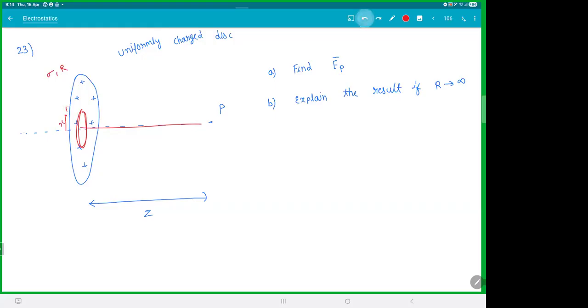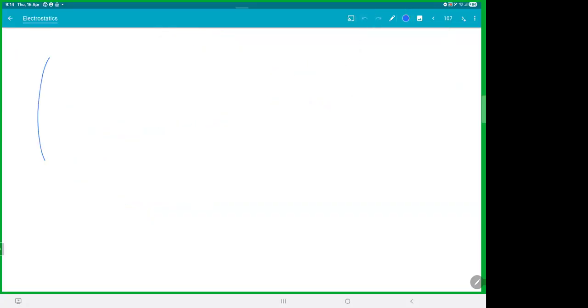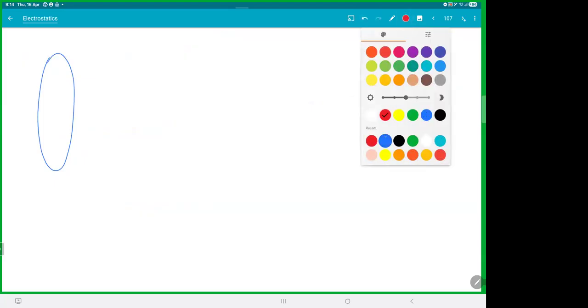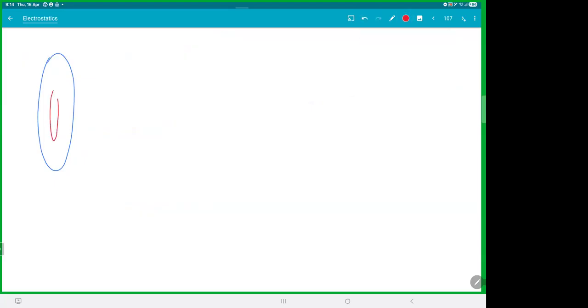Let's see. Continue doing. I'll show you the elements. So this is a disk. We take a thin ring here of radius x and thickness dx. So the charge on the ring will be sigma into the area, which is 2 pi x into dx. So because of this, we will get the field due to the ring.